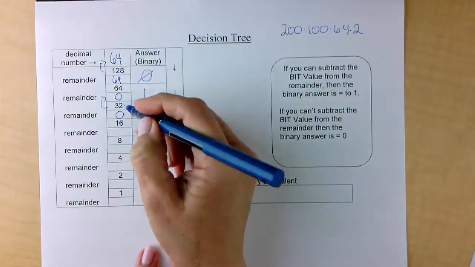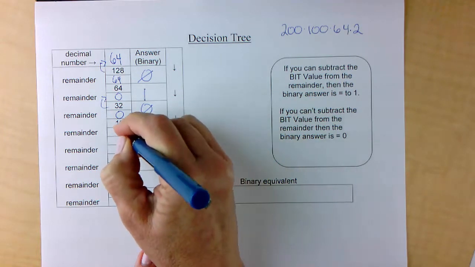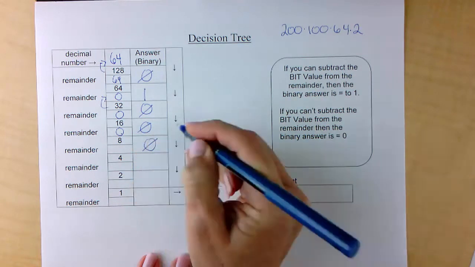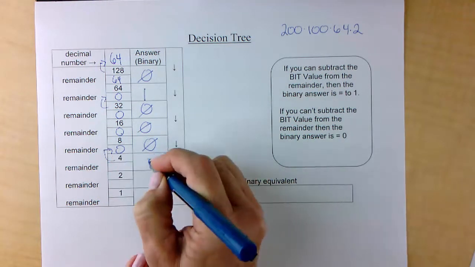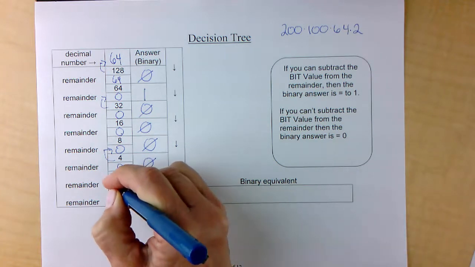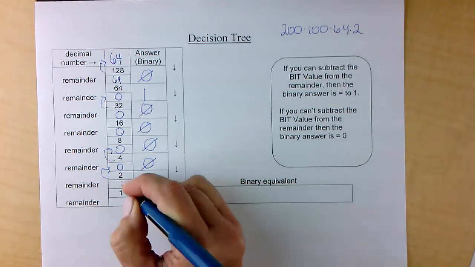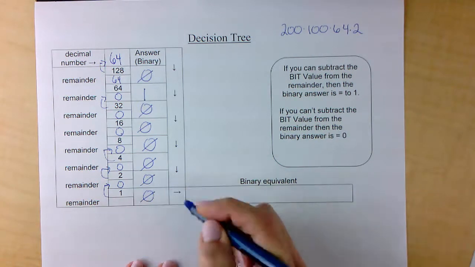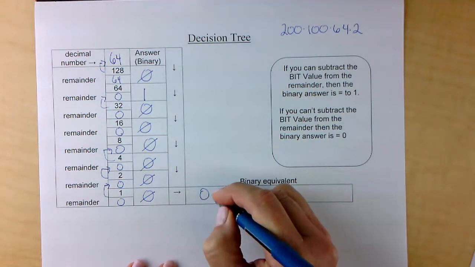Does 16 go into 0? It doesn't, so it's off. I carry the 0 down. Does 8 go into 0? It doesn't, so I turn it off and I bring the 0 down. Does 4 go into 0? It doesn't, so binary is off. I bring the 0 down. Does 2 go into 0? It doesn't, so I turn the binary off and I bring the 0 down. Does 1 go into 0? It doesn't, so I turn it off and I bring the 0 down. So that one went pretty quick.